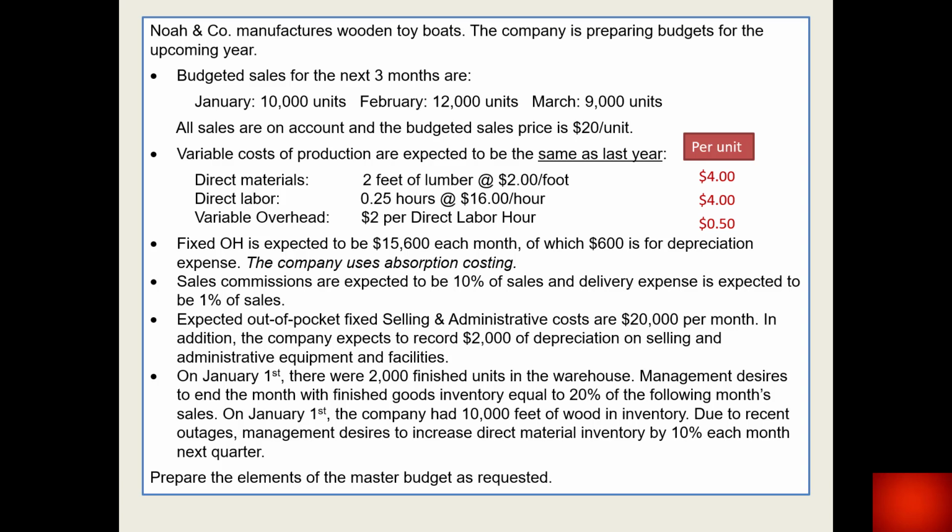On January 1st, there were 2,000 finished units in the warehouse. Management desires to end the month with finished goods inventory equal to 20% of the following month's sales. On January 1st, the company had 10,000 feet of wood in inventory. Due to recent outages, management desires to increase direct material inventory by 10% each month next quarter. Prepare the elements of the master budget as requested. Now we're going to prepare several budgets and we'll reference this information from time to time.